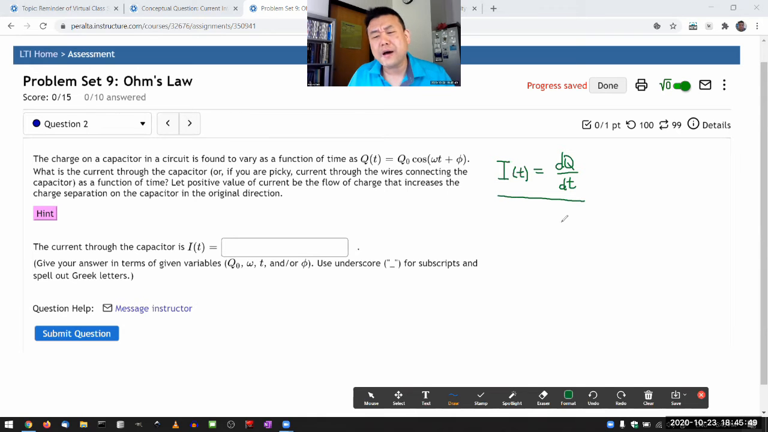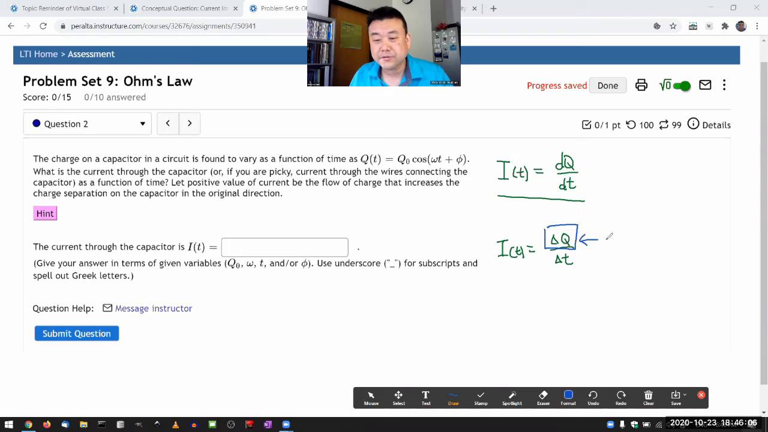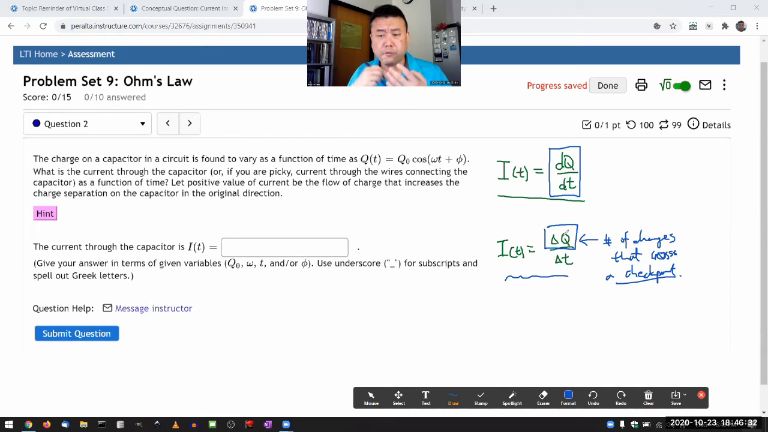I want you to notice how I didn't write this down in a previous question. In a previous question, I actually could have written it down this way, delta q over delta t. But I deliberately didn't write it that way because I want you to spell this out. I want you to say number of charges that cross a checkpoint. When you express current this way with the time derivative of q, that's not the same thing as what I'm describing here. For one, what does q mean? In this description of current, there's no dynamical quantity q that you can take a derivative of. That doesn't exist in a simple battery and resistor circuit.